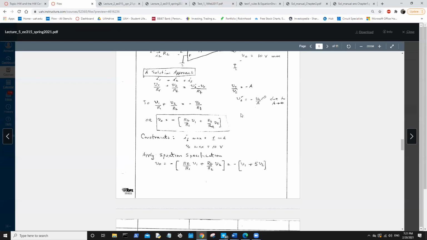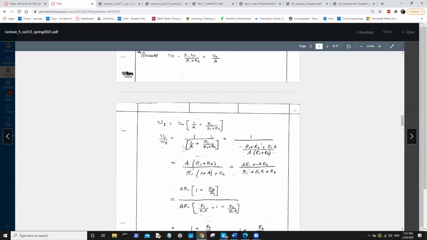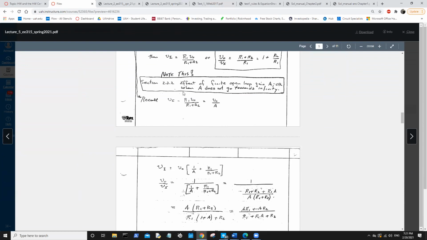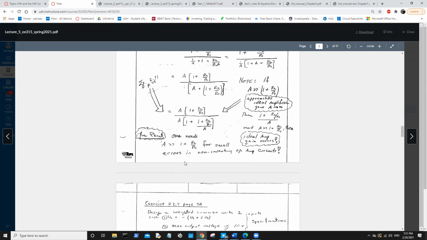For real though, I'd recommend everyone go through and look this over. Scroll up a little bit, I want to see what the top is. Is he deriving the equation? Let's recall this equation. Okay, so he wants to say this isn't infinite, and now he wants to derive A. So this is where it stops. A is infinitely larger than 1 plus R2 over R1 for small areas in a non-inverting op amp.